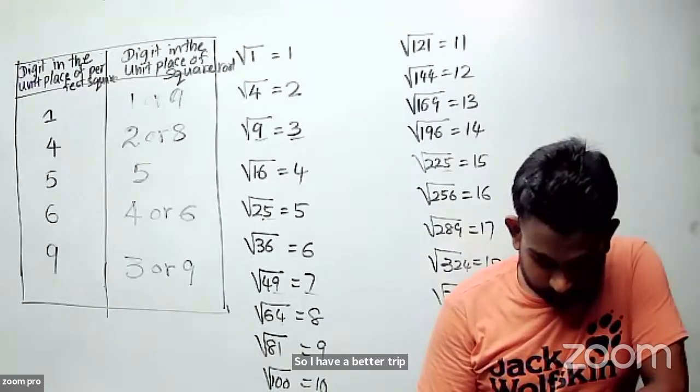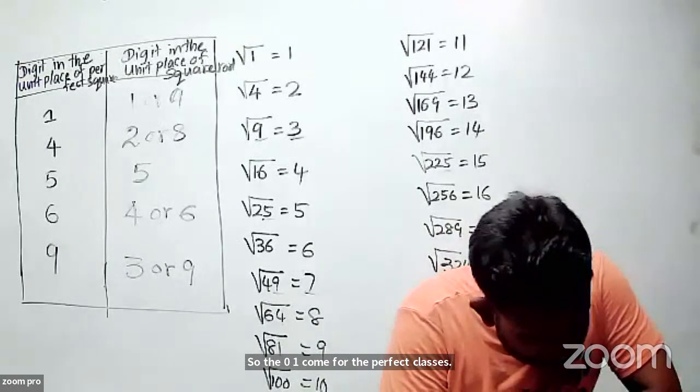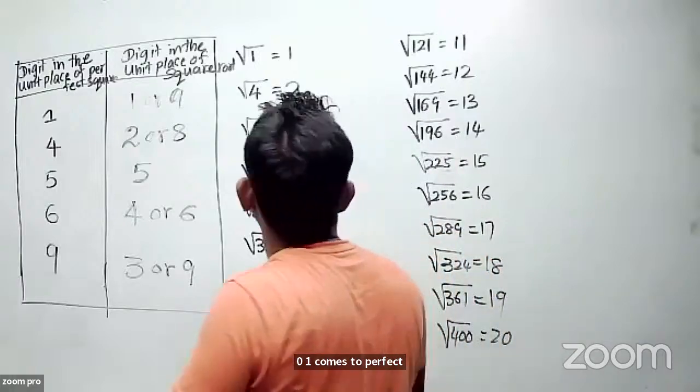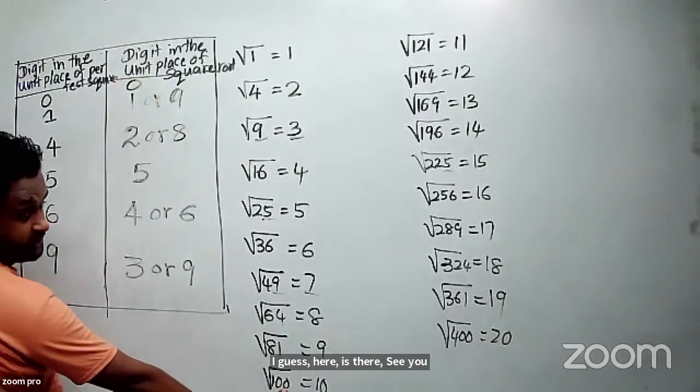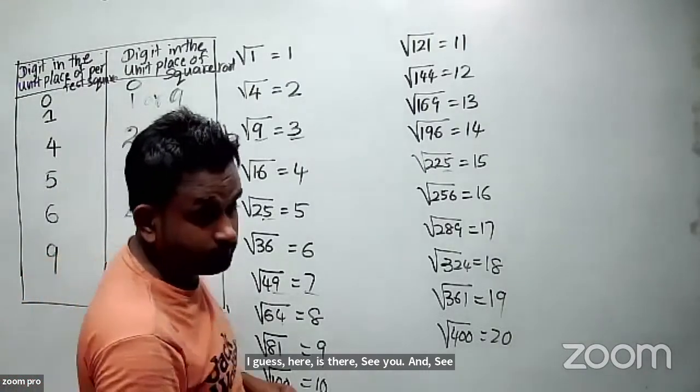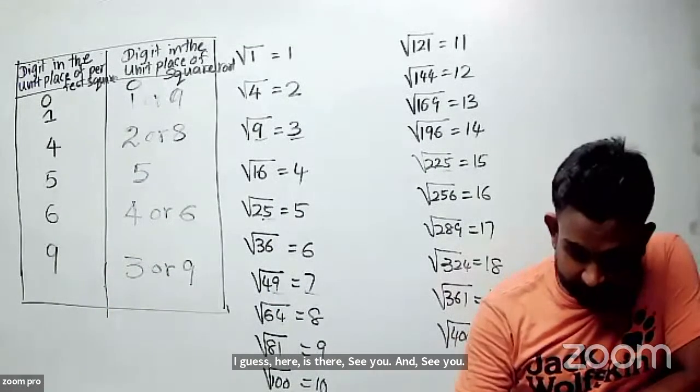Sir, I have a doubt, sir. Okay. Sir, the 0 won't come for the perfect square, sir? Yes, here 0 is there. We missed it. We place the digit 0. Zero is there, the first starting value is 0.